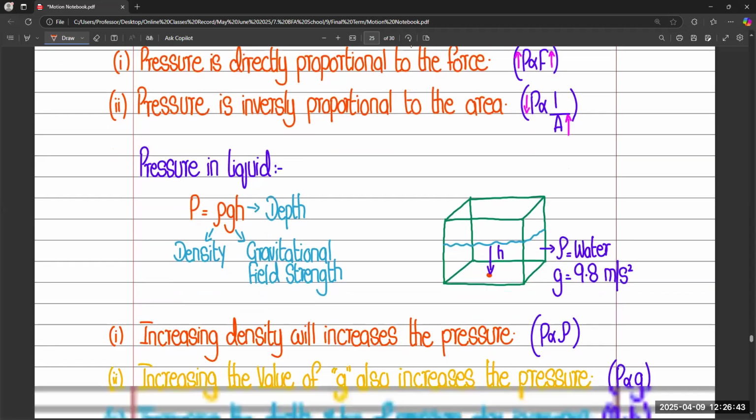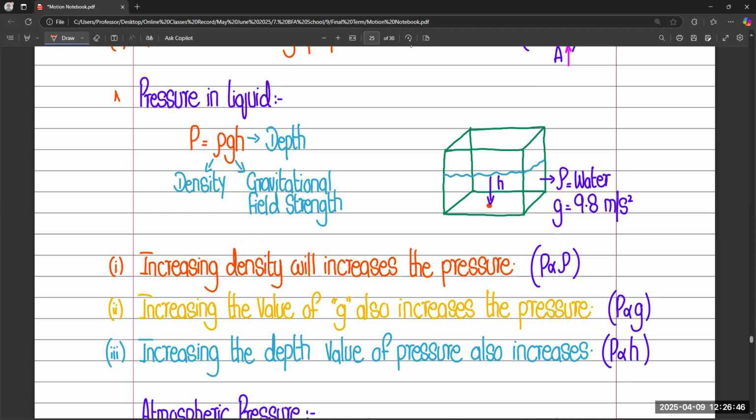For liquids, we have a different formula, because in liquids there is no specific area. Liquid can be contained in any container, so for that container we consider the volume. That's why force upon area is not exactly applicable to pressure in liquids. For pressure in liquids we use a different formula: P is equal to rho g h. The symbol rho represents density, g represents the gravitational field strength, that is 9.8, and h is equal to depth.